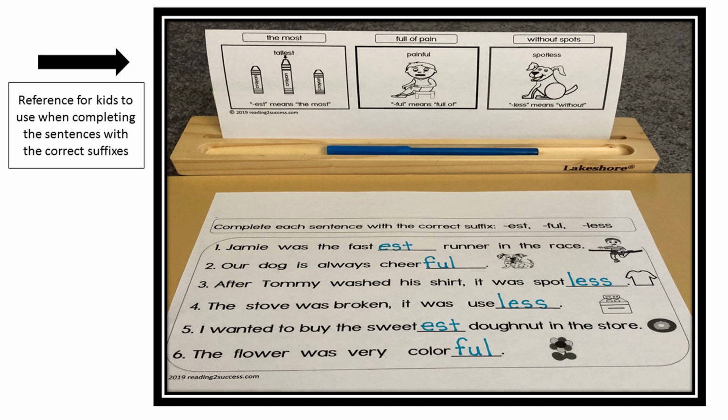Number 2, our dog is always cheerful. Number 3, after Tommy washed his shirt, it was spotless. Number 4, the stove was broken. It was useless. Number 5, I wanted to buy the sweetest donut in the store, and that is again inferring in this sentence that there are more than two donuts. And our last sentence, the flower was very colorful.